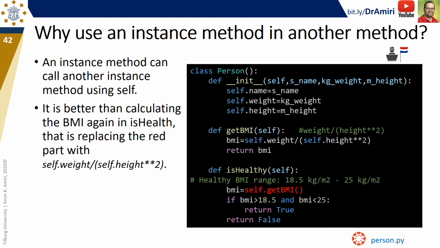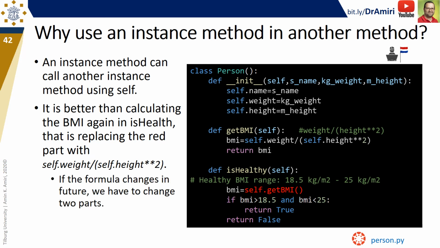The reason is that if in future you find that this calculation is changed, rather than having height to the power of 2, now you have to have height to the power of 2.2, for example, then not only do you need to change getBMI, you have to change isHealthy as well. But if you use BMI equal to self.getBMI, you only need to change getBMI, and isHealthy is updated automatically. You don't need to change isHealthy.